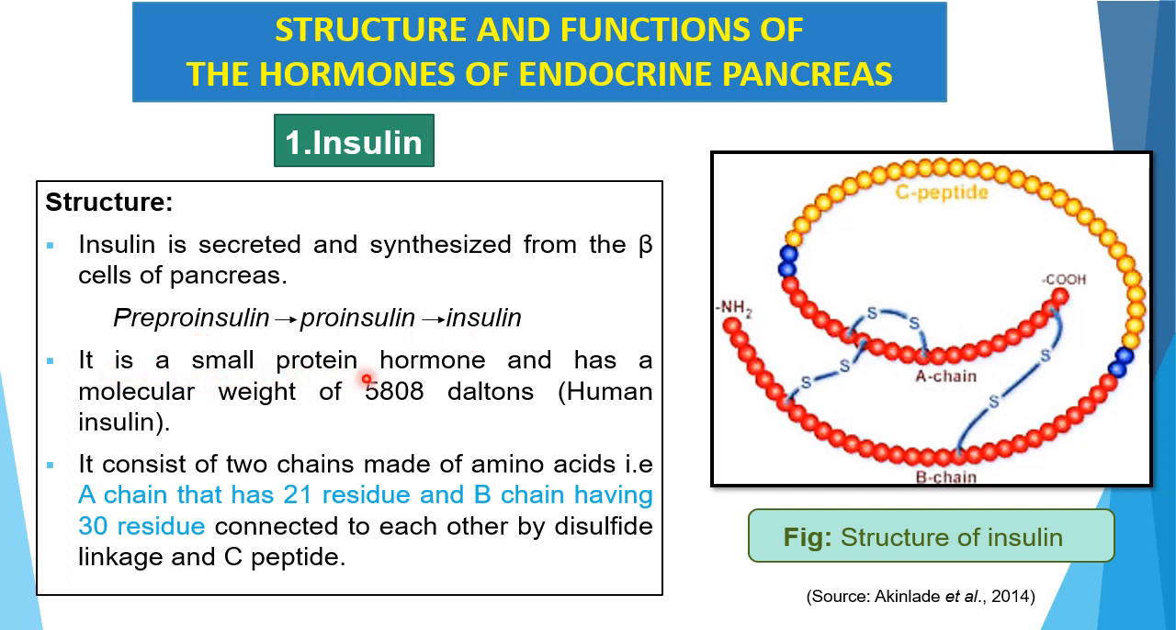Insulin is a small protein hormone and has a molecular weight of 5808 daltons, in the case of human insulin. Insulin consists of two chains made of amino acids, that is A chain that has 21 residues and B chain having 30 residues, connected to each other by disulfide linkage, and C peptide. You can see in the figure the structure of insulin. This is the A chain, this is the B chain and this is the C peptide.